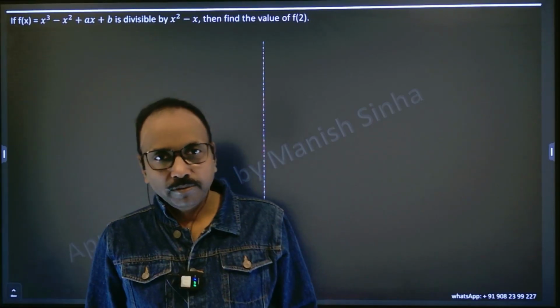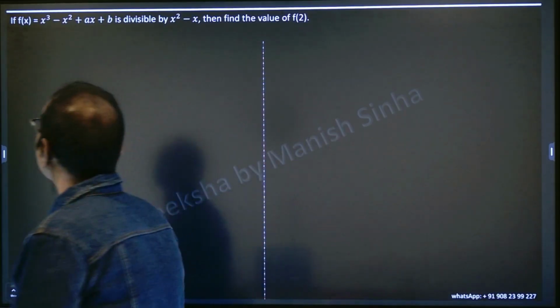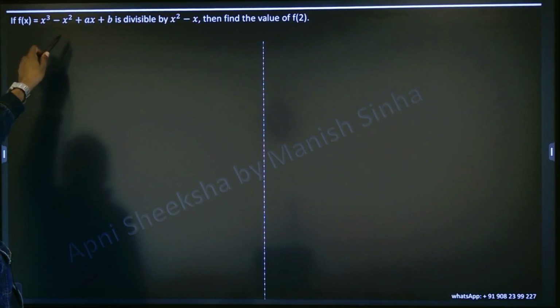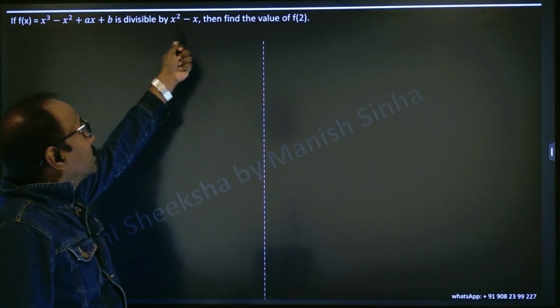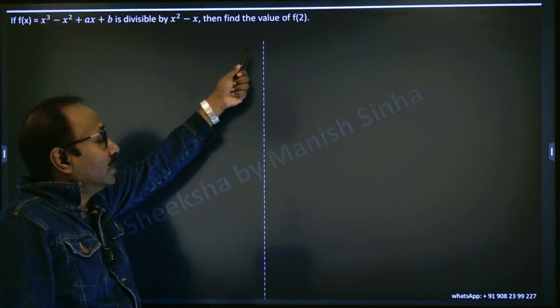So let us solve this problem. In the question, given is f(x) equal to x cube minus x square plus ax plus b. So this is a polynomial function divisible by x square minus x. So this is another polynomial. So find the value of f(2).